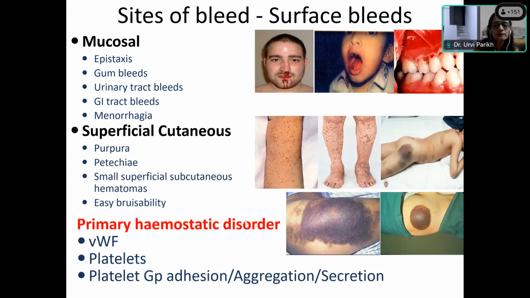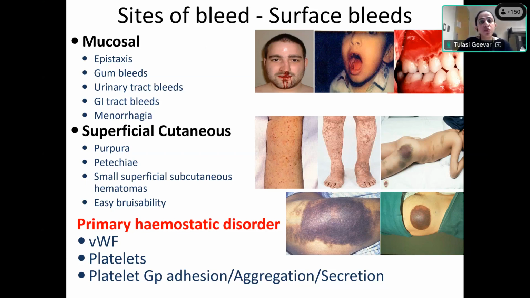Okay. Thank you. So when we look at the sites of the bleed, there are surface bleeds. They can be surface mucosal bleeds, that is bleeding from the mucosal surface like epistaxis, gum bleeding, urinary tract bleeding, GI tract bleeding, or menorrhagia. These are mucosal bleed or surface bleed, or surface skin bleeds like purpura, petechiae, ecchymosis, easy bruisability. So these are the type of bleeding manifestation that can be seen in primary hemostatic disorder like von Willebrand disease, platelet disorders.